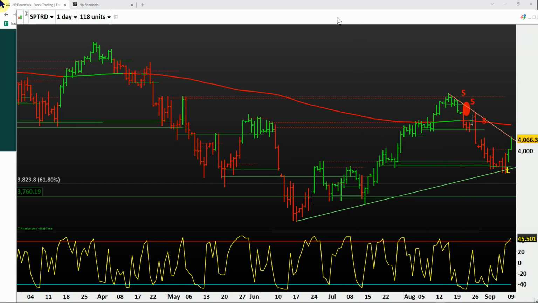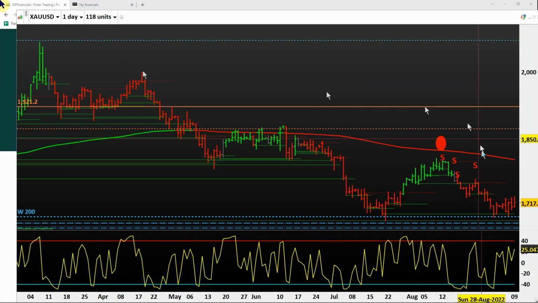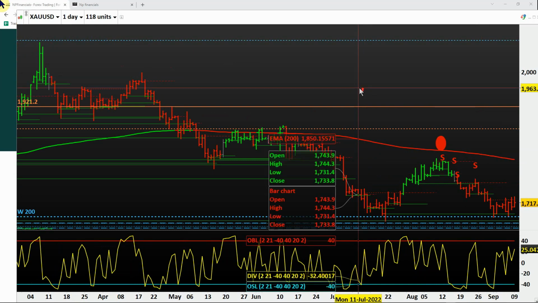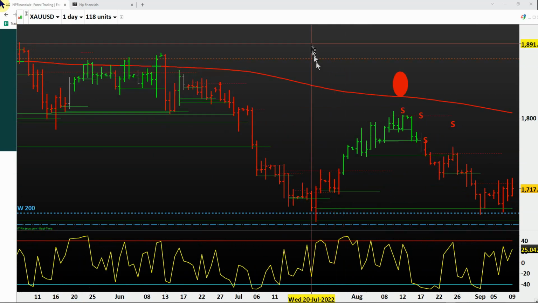Mauricio is saying, perfect, can you look at gold, please? Mauricio is requesting gold. We'll start with gold, which is our first analysis, so we'll go to gold, which is XAUUSD. Mauricio, if you want me to analyze any time frame, you can let me know. Otherwise, I prefer to do it in a daily time frame. Daily is fine.